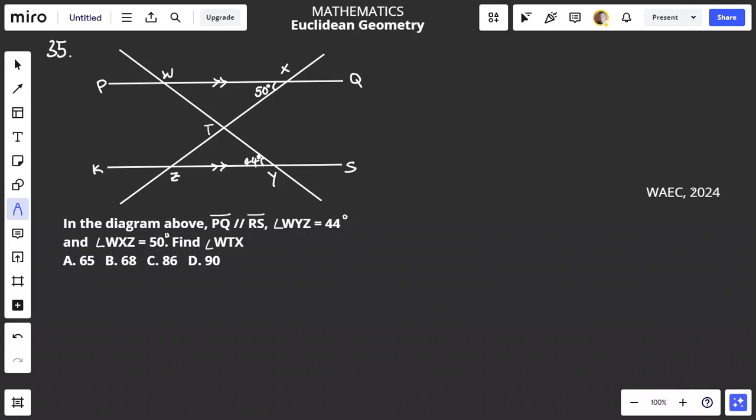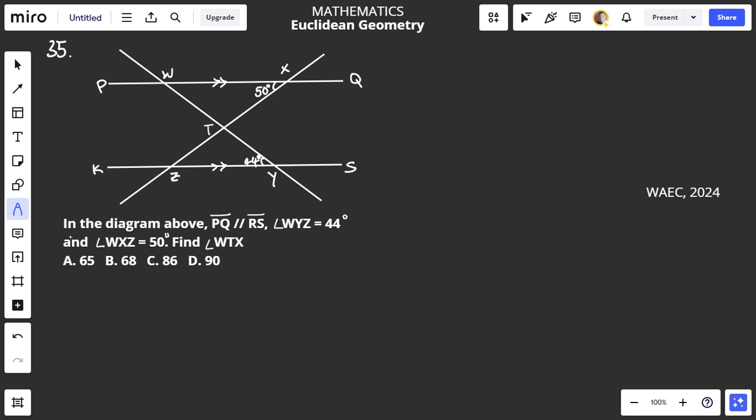WAEC 2024 Euclidean geometry. When we say Euclidean geometry, we are talking about geometry of straight lines. We are not talking of a shape like square, rectangle, quadrilateral, and the rest of it, circle. We're talking about geometry of what? Straight lines. You keep drawing straight lines. So that's what Euclidean geometry is.